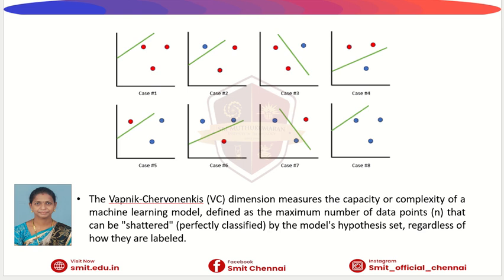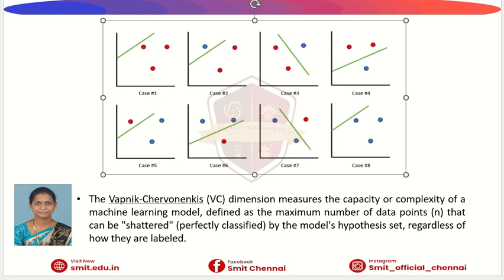Example, if 3 points can be separated in all possible ways, VC equals 3. If 4 points cannot, VC remains 3. VC dimension is expressive power. Higher VC, more flexible but more risk of overfitting. Now the question, does a higher VC always mean a better model? Obviously no, it may overfit.